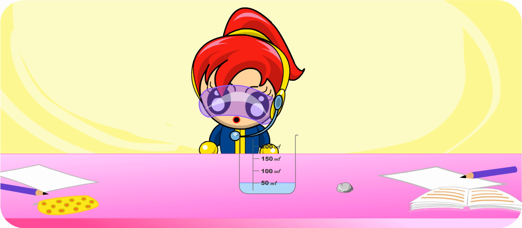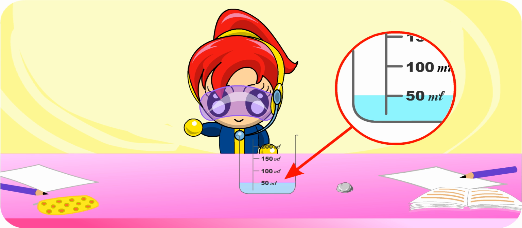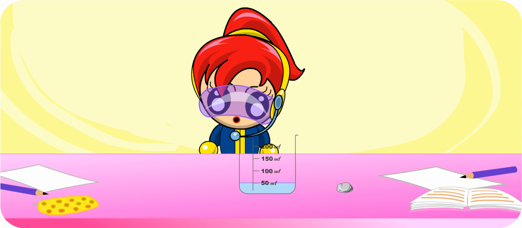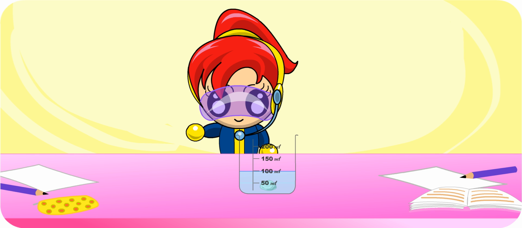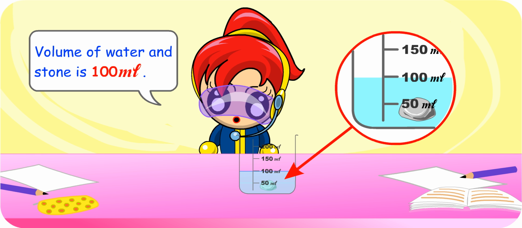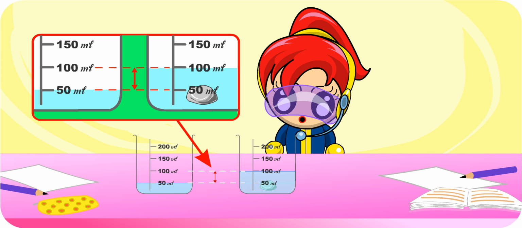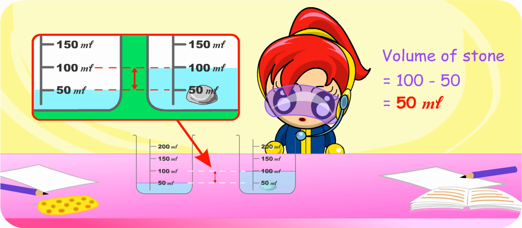Look at the beaker again. What is the volume of the water? It is 50 milliliters. Good. Now I am going to put a stone into the beaker. What is the volume of the water and stone? It is 100 milliliters. So, can you tell me what is the volume of the stone? The change in the volume is due to the addition of the stone. To find the volume of the stone, we take the new volume of the water and the stone minus the old volume of the water, that is 100 milliliters minus 50 milliliters, equal to 50 milliliters.